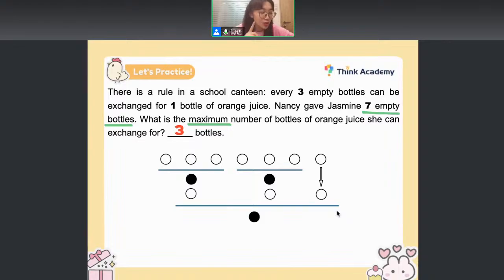Xining, also do remember that at the very beginning, we still have 1 empty bottle. Okay, don't forget it. Understand? Okay. Now, next one.